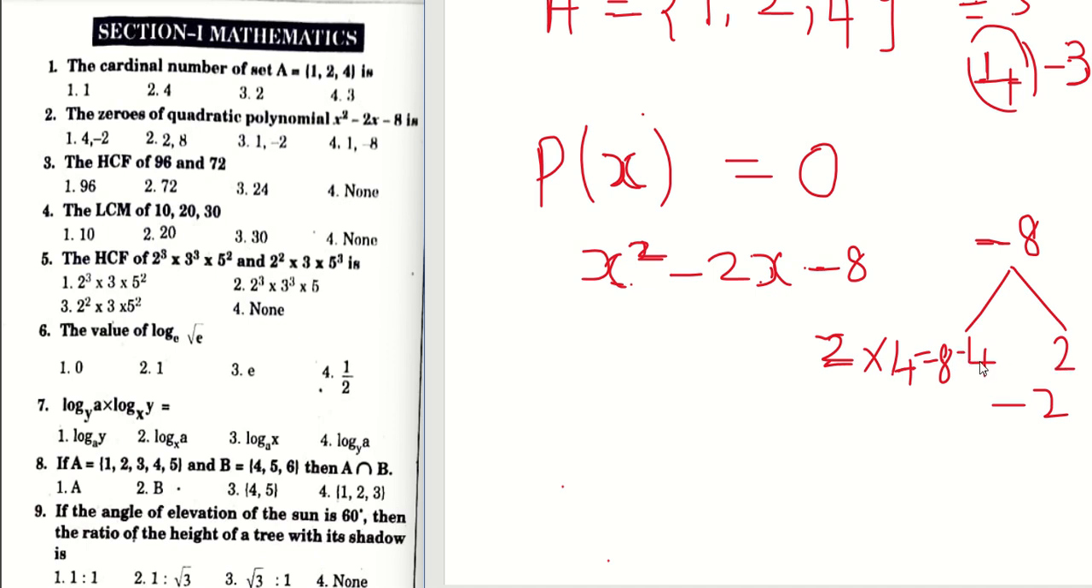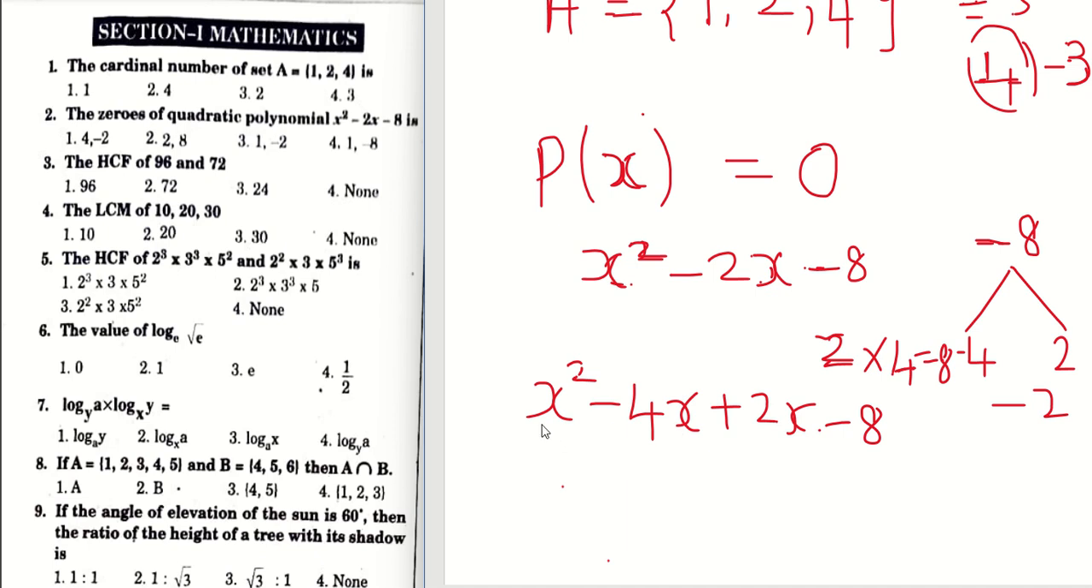Now you can see minus 4 plus 2 gives you what? Negative 2. Same way negative 4 into 2 gives you negative 8. So instead of minus 2x, what I'm going to do? Minus 4x plus 2x, I'm going to write it. So x squared minus 4x plus 2x minus 8. Okay.